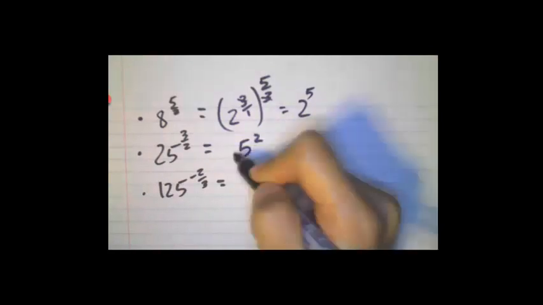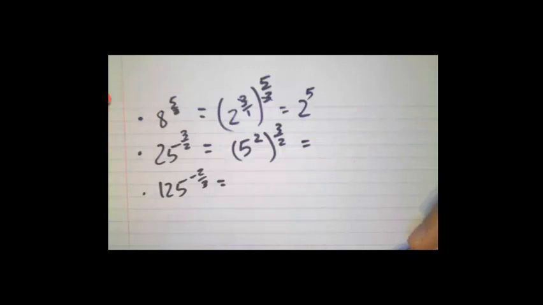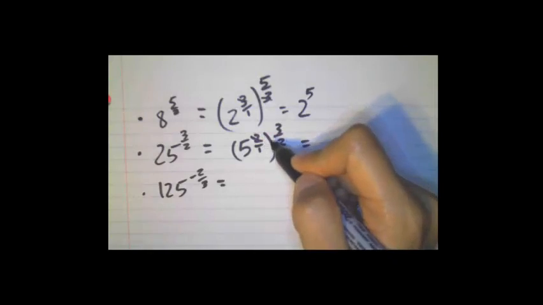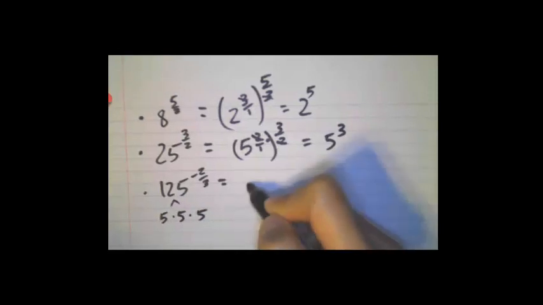For 25 to the 3/2, 25 is a perfect square, so we can write it as 5 squared to the 3/2. Again, we can write the 2 as 2 over 1. The 2's cancel. Anything from the top can cancel with anything from the bottom when you're multiplying, and that is 5 to the 3rd.